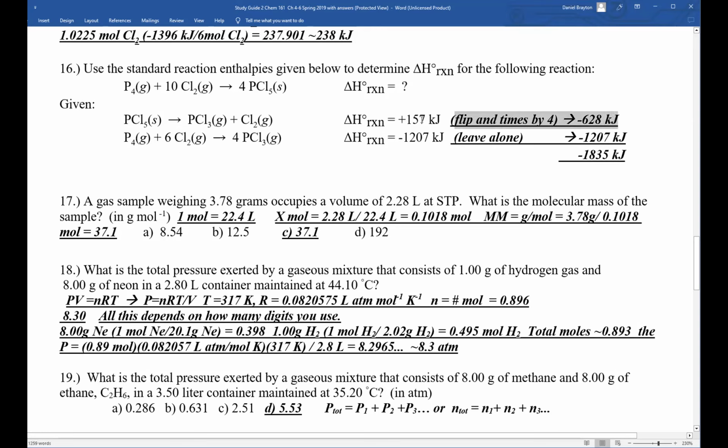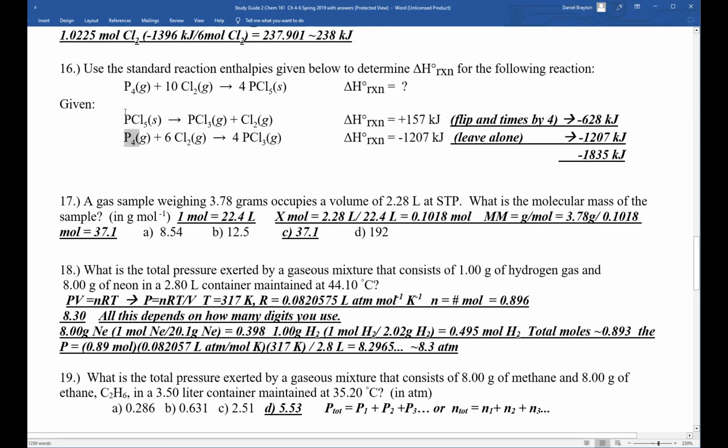So 157 becomes negative, times 4 becomes minus 628. Okay, so then that would become 4 PCl and 4 chlorines. The 4 PCl is going to cancel perfectly with the 4 PCl3 here. The P4 matches up. It's on the right side. There's no coefficient difference in front of them.